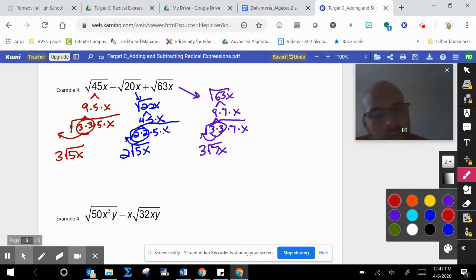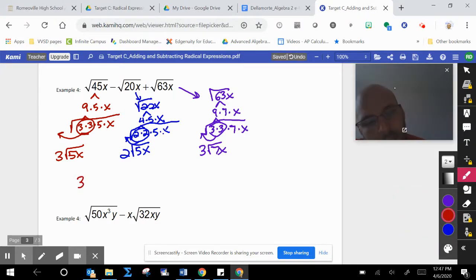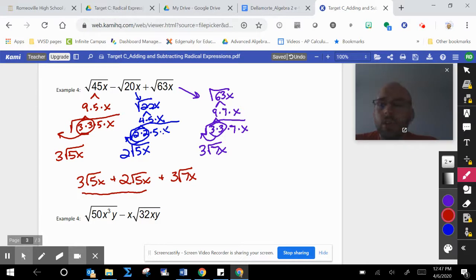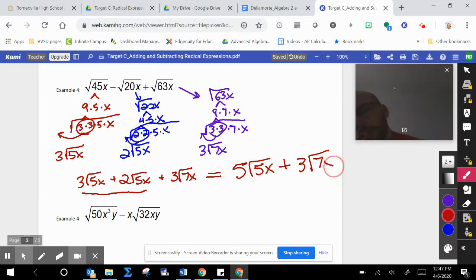Now let me write this out so you guys can see it. I have a 3 square root 5x plus a 2 square root 5x plus a 3 square root 7x. Now, if you notice, only the first two of these are like terms. Those are the only two that I would be able to add together. So my answer when I do this is going to be a 5 square root 5x plus 3 square root 7x.